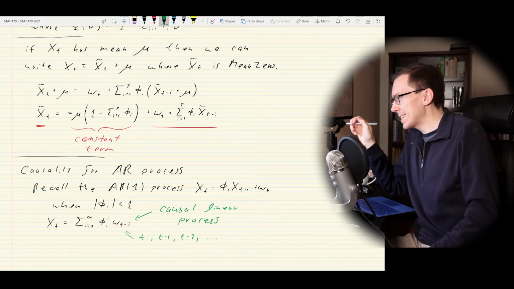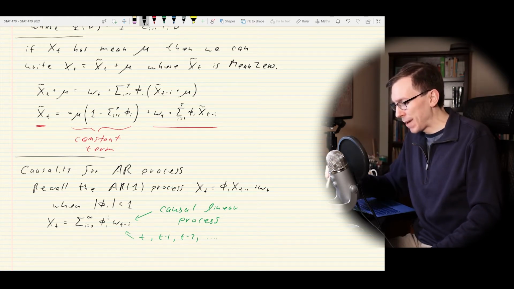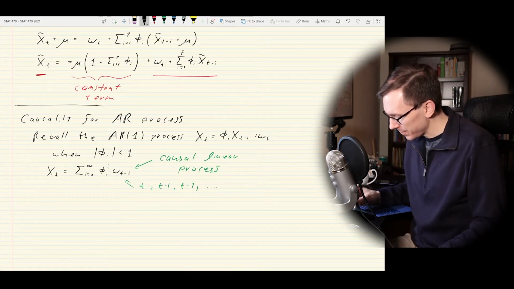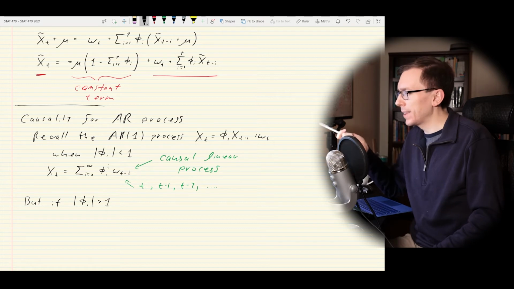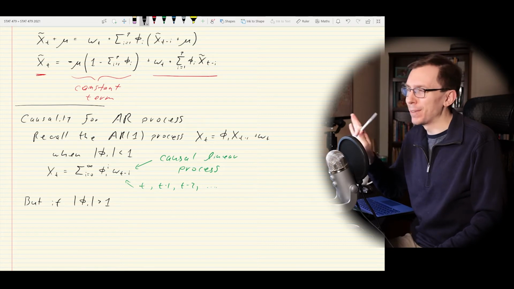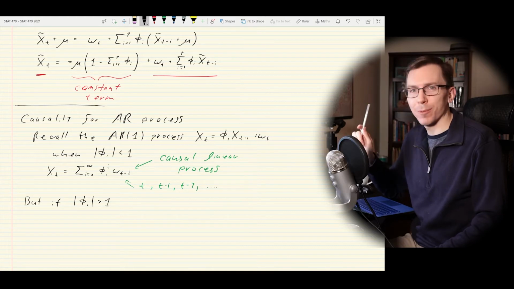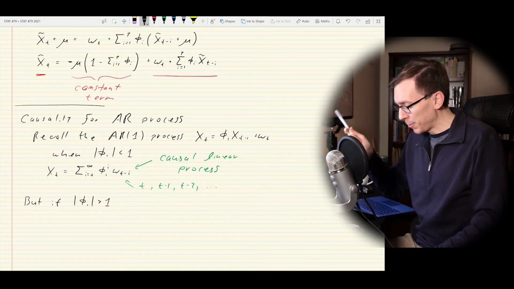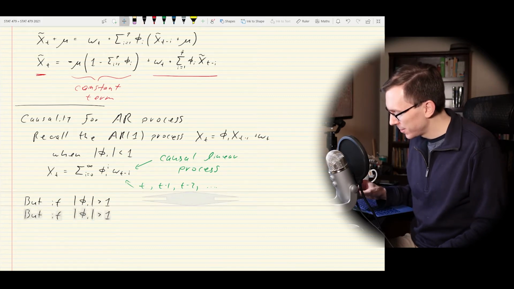So that's nice, but what happens when phi 1 is greater than 1 in magnitude? If my coefficient is greater than 1, well, we know from before that there's a problem. Actually, no, there's even more of a problem than the stationarity thing. Sorry, that's when phi is equal to 1. We know when phi is equal to 1, we have a random walk and it's not stationary. But we never really considered what happens when phi is greater than 1 in magnitude. So maybe I'll just squeeze that in.